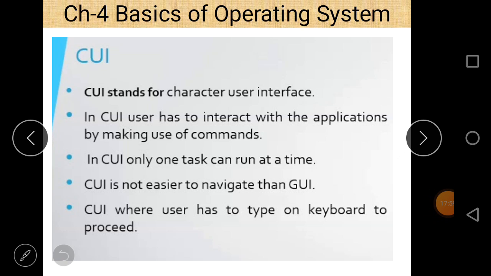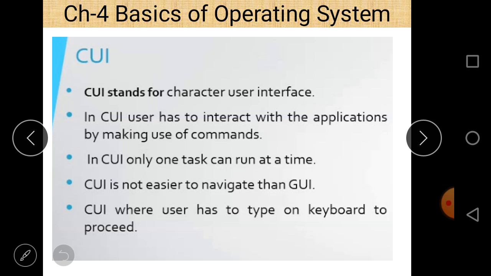CUI stands for character user interface. It means that a user can interact with an operating system by typing different characters. And in CUI, the user has to interact with the application by making use of commands. So actually, a set of characters is also known as a command. So a command is given to the operating system, and according to that command, certain tasks will be performed. So this is called the CUI.